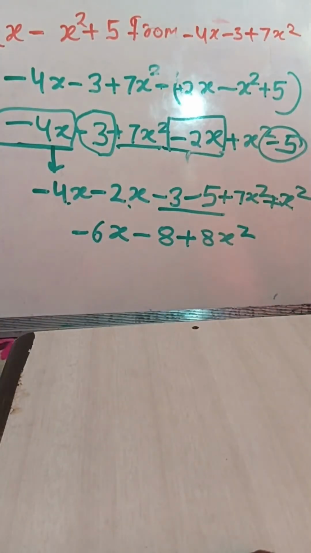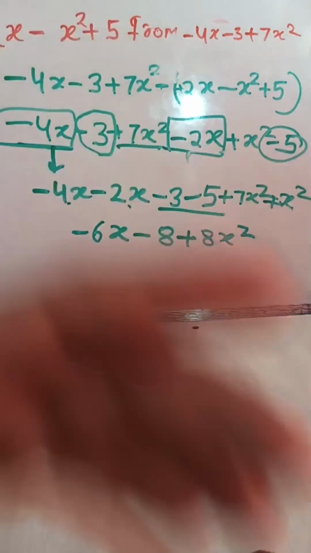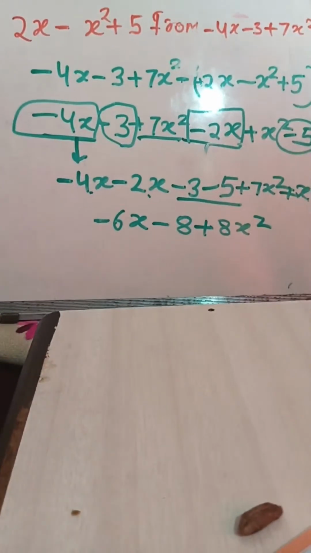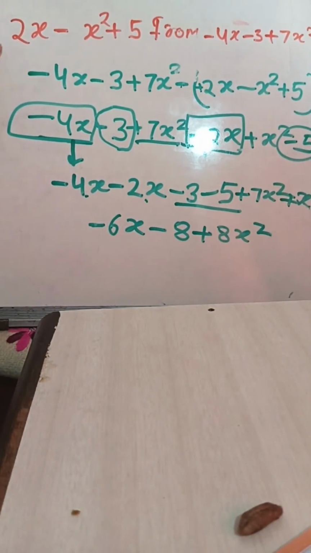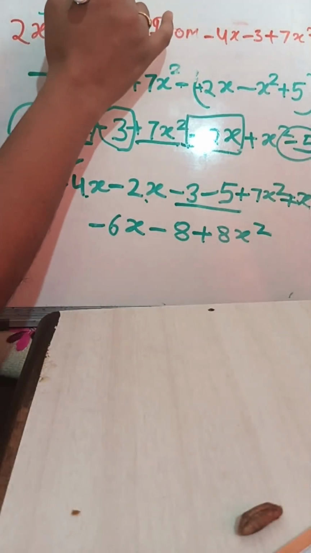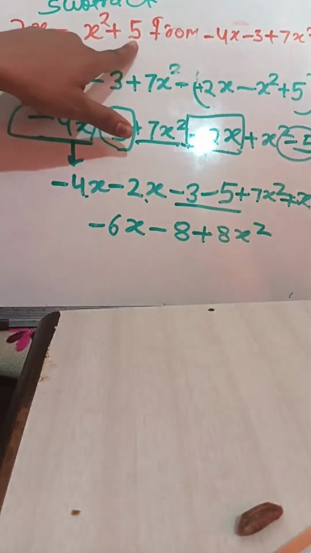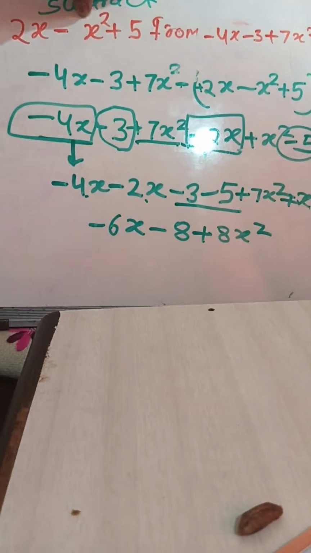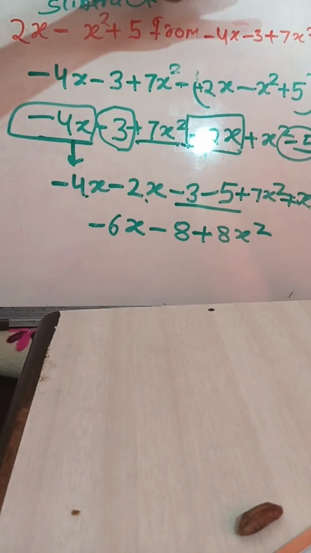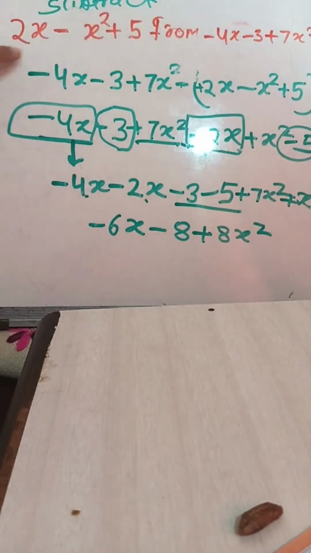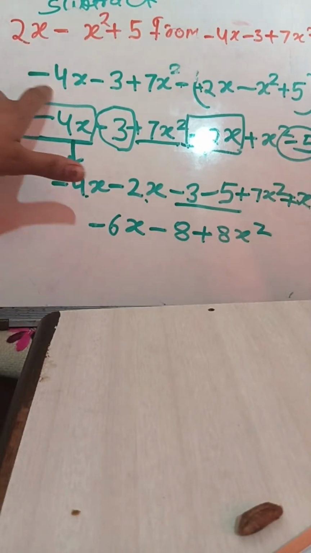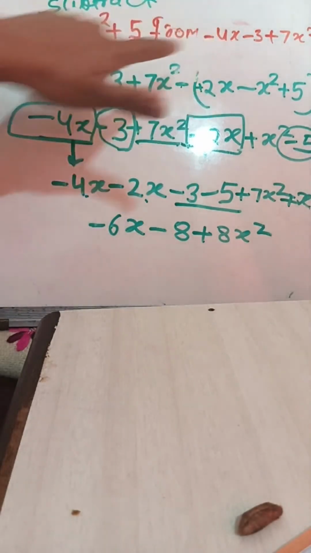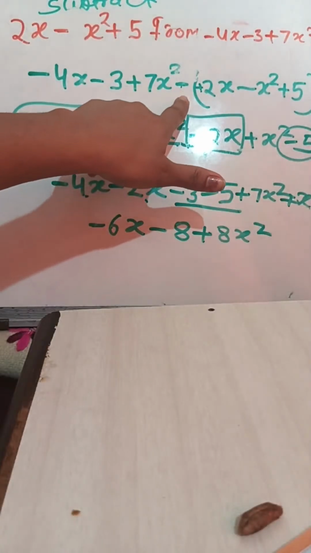Is it clear? I will explain this question again. Just see here. We have a question: subtract 2x minus x square plus 5 from minus 4x minus 3 plus 7x square. We have to subtract this term from this term. First we have to write this term, then after that we write this term. So we write minus 4x minus 3 plus 7x square, and then put the minus sign down here.